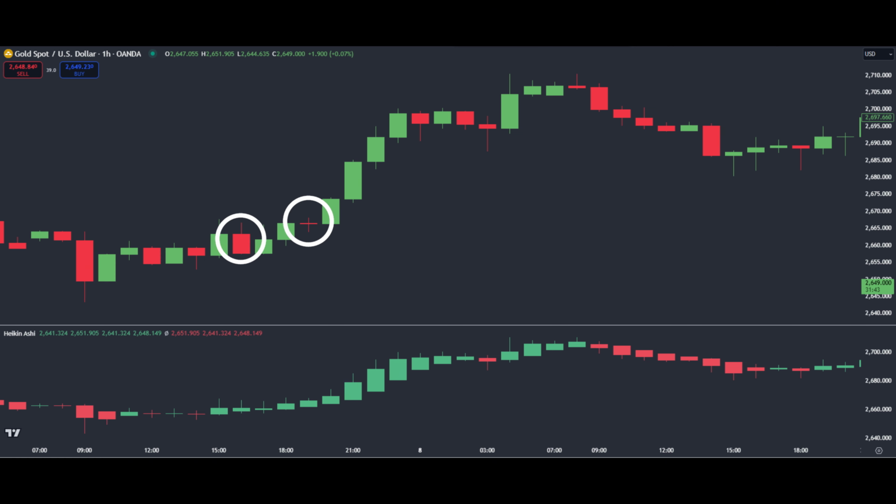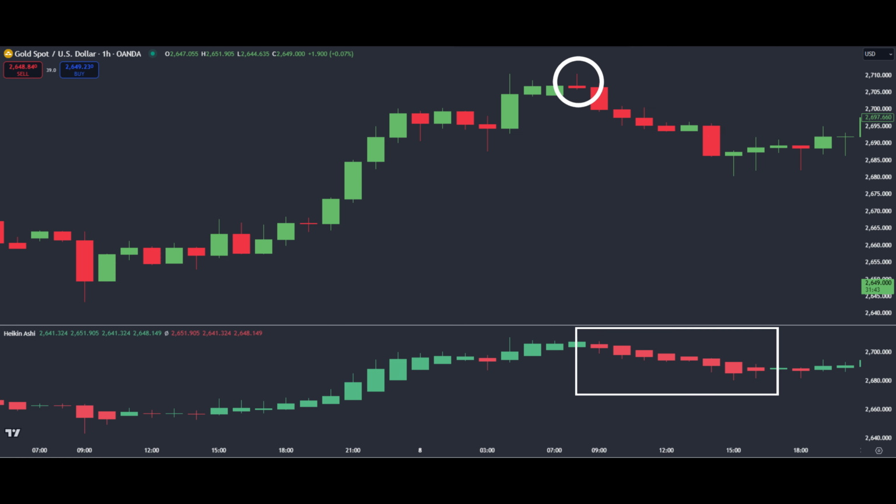Let's say we enter at this point when a small red candle with no lower shadow appears, and then when the red candles start showing up, we decide to exit the trade for a profit, which might signal the end of the bullish run and the beginning of a bearish trend. This is how Heikin Ashi helps you smooth out the noise and focus on the bigger trend.